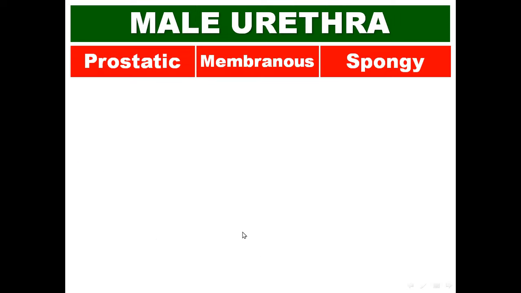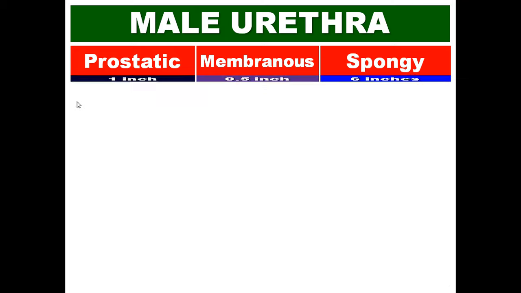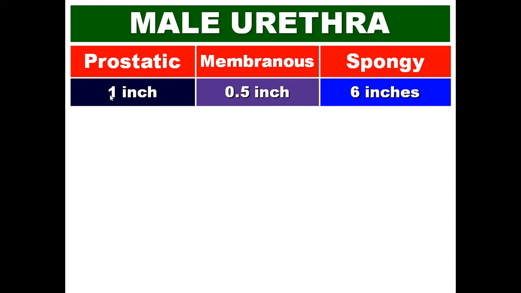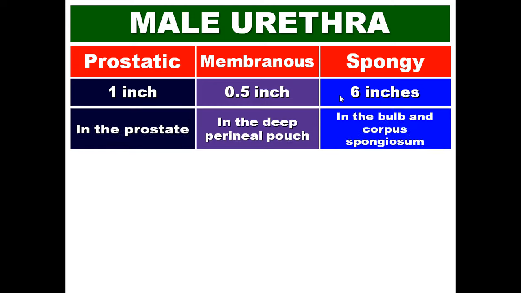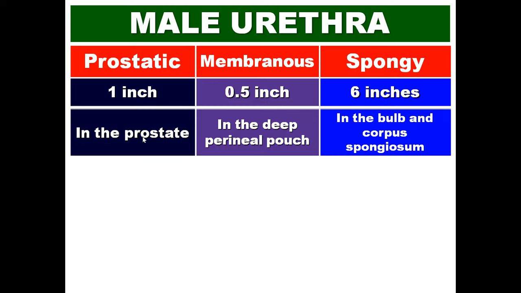So let us have a comparison between the three parts of the urethra: prostatic, membranous, and spongy. Start with the length of each part. Prostatic part is 1 inch. Membranous part is 1/2 inch. And the spongy part is 6 inches long. The prostatic part lies in the prostate, the membranous part in the deep perineal pouch, and the spongy part in the bulb of the penis and the corpus spongiosum.